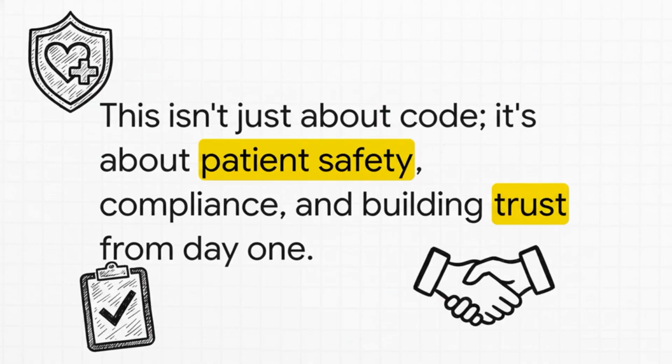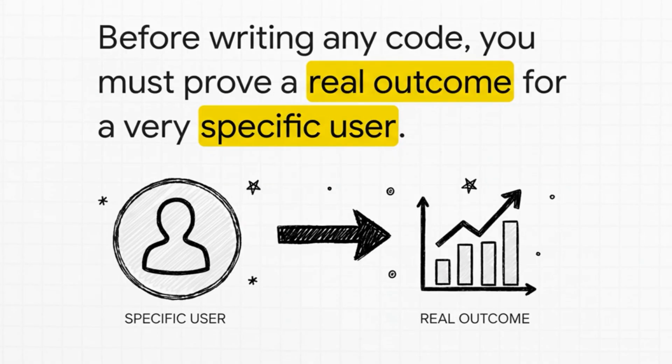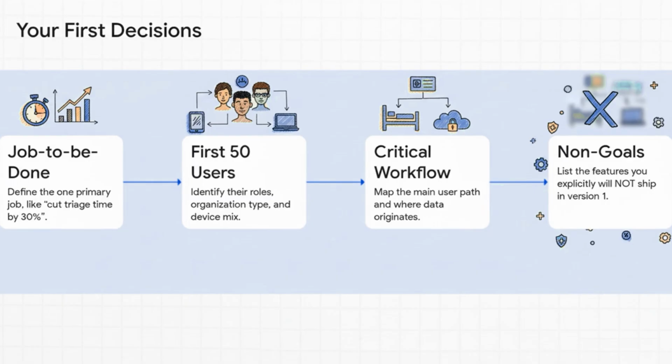Yeah, we're talking way beyond code. This is about patient safety, compliance, and earning trust. All right, first section. Before you even think about code, you got to nail down the who and the what. Your goal? A super thin slice of high value. And hey, listing what you're not doing is absolutely crucial.